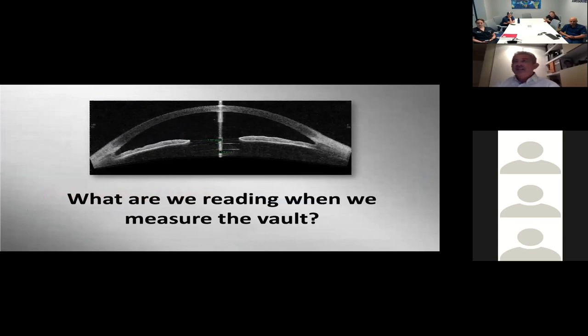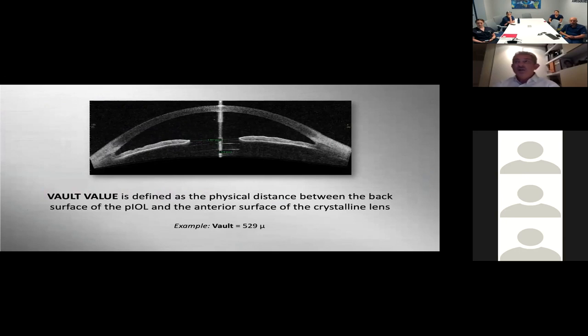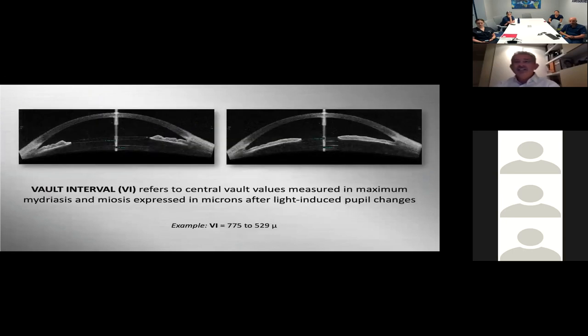When we are examining the OCT of an eye with an implanted ICL, what are we really reading when we measure the vault? Traditionally, we are measuring the central vault value, defined as the physical distance between the back surface of the phakic IOL and the anterior surface of the crystalline lens. In this case, taking the OCT in photopic ambient, the vault was 529 microns. But is this real? Or in other words, does this eye always have the same vault?